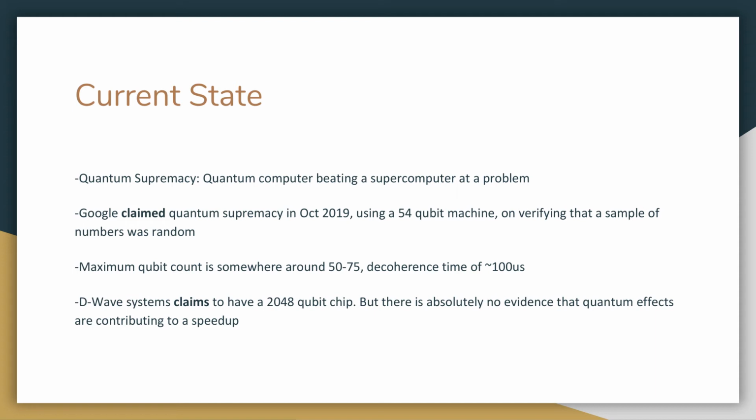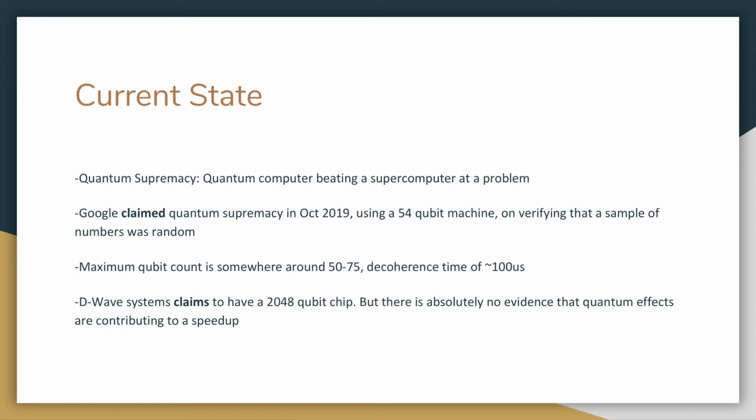Another interesting thing is D-Wave systems, which have been in the news frequently since 2011. They claim to have a 2048 qubit chip, but there's no evidence that quantum effects are actually doing anything there. Their device isn't really a quantum computer in any sense. It's something else called quantum annealing, but it's not comparable to Google's machine. It's not a real quantum computer essentially. D-Wave is basically just doing this for the marketing hype and the VC capital.